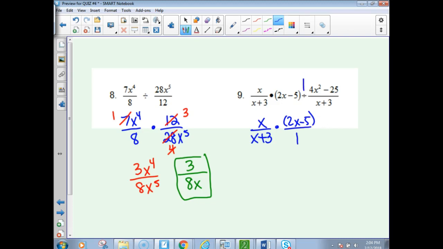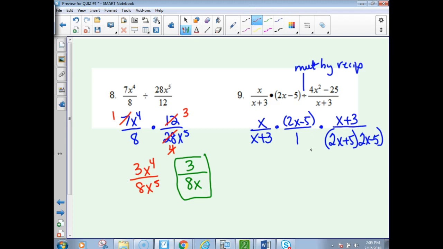Change the divide to multiply by the reciprocal. So I'm going to flip over that second fraction. So x plus 3 will be on the third fraction, or however you want to say it. x plus 3 will be on top, and then I'm going to factor this difference of squares to 2x plus 5 times 2x minus 5.